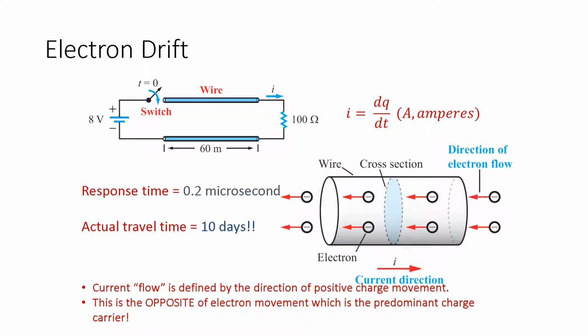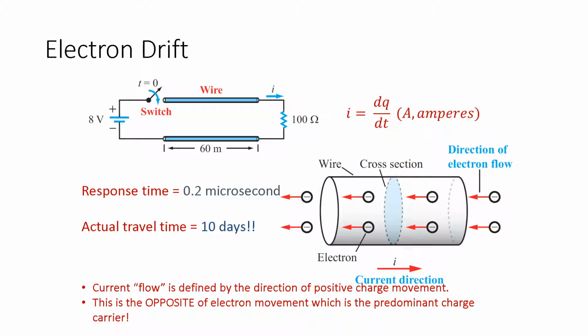It's dependent on what type of wire you're using. Are you using copper wire, aluminum wire, carbon fiber? All of these are going to impact how fast the electron flows through the wire. For a typical wire, we're looking at a response time of 0.2 microseconds and an actual travel time through a 60-meter wire of normal size, with 8 volts propelling it, of about 10 days.